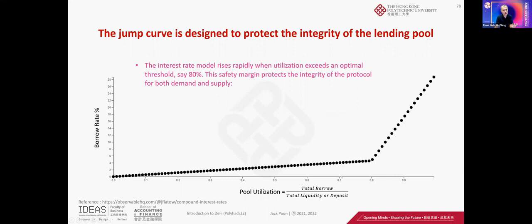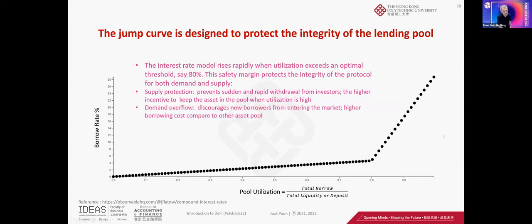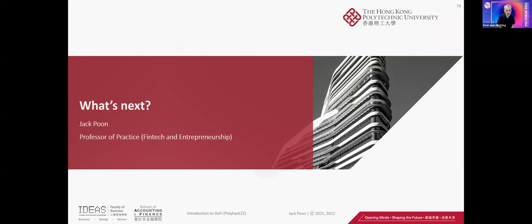Some of my students were doing research as to whether, if it indeed goes up, it moves down quickly. Because you will want to see the economic behavior whereby, if it is too expensive, people will retract from the system, both in terms of lowering the borrowing or increasing the deposit. And as such, this kink is there to accelerate the behavior so that the pool won't overflow. Essentially, that's how the interest rate curve works.